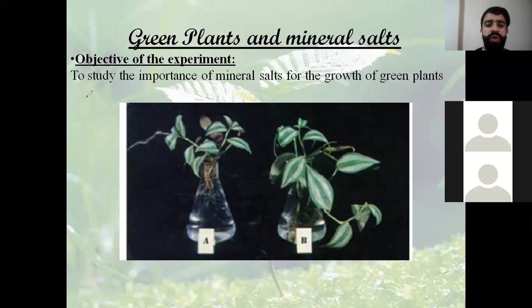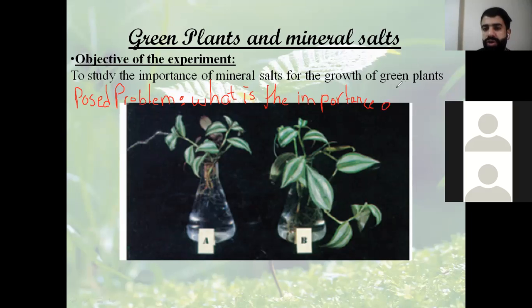If I move to talk about the posed problem, it's very similar to the aim, but it should be in the form of a question. So you can say, what is the importance of mineral salts for the growth of a green plant? This is the posed problem. And you have to put a question mark at the end.